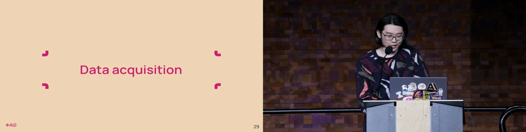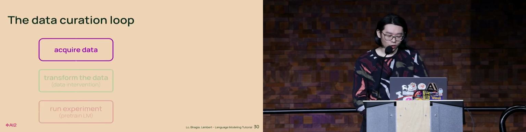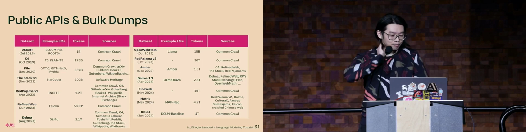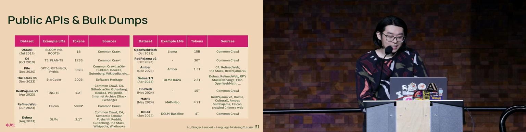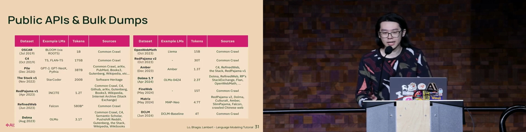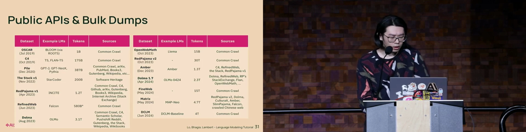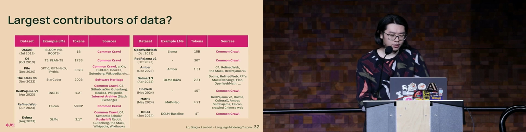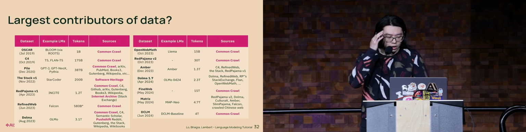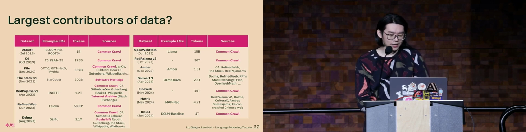Let's start with acquisition. To acquire data, let's just take a look at where people are getting data today. This is a list of known public data sets that have been used to train language models and that have been proven and validated. You'll probably see some names here. The biggest contributors of where these data sets come from are Common Crawl, Software Heritage, and Internet Archive. Who are these? It seems like every single data set relies on these sources.